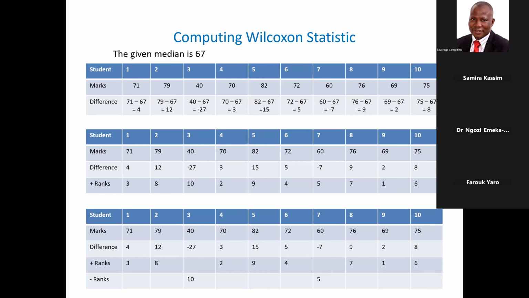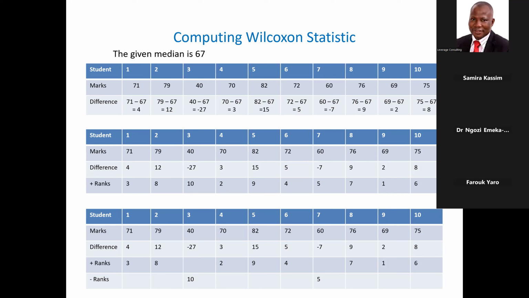So let's see the way it goes, how you compute it. Look at the first table up here. We now look at the difference. You remove 67 from each of them. Look at what you have. There are two of them that are negative values: minus 27 and minus 7. Because those are the values that are less than 67.